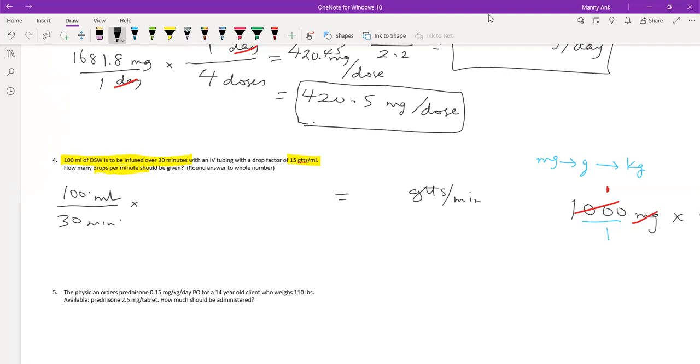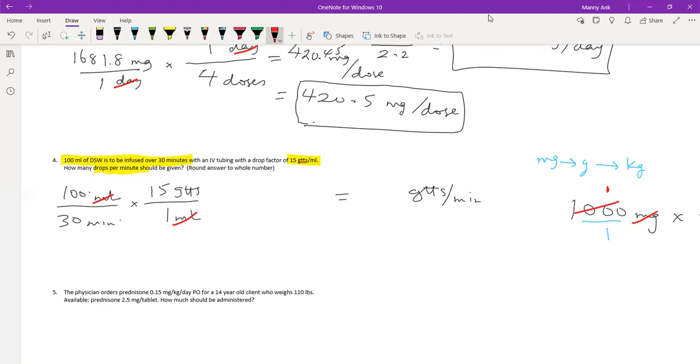Times, what conversion factor do I need here? I've been given drops per minute. If I look at what is wanted, I have drops in the numerator, right? So it means that this is going to be in the numerator. So I have 15 drops per 1 ml right here, per ml. What do I have so far? Let's cross and see. So the ml crosses out. So I have drops per minute left. Beautiful. You can see that right away. Drops per minute coming out. So I have to multiply this out and I get my answer.